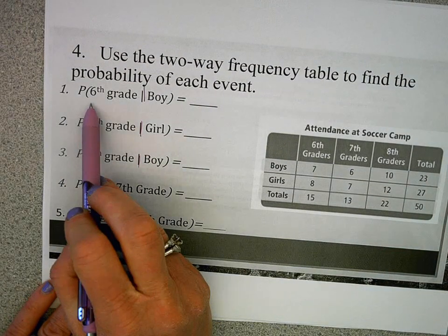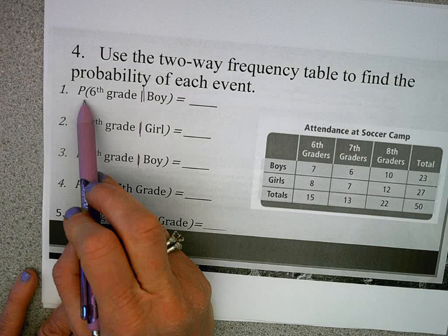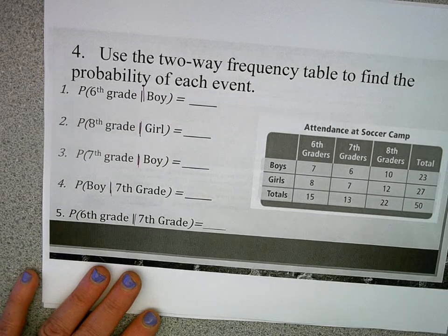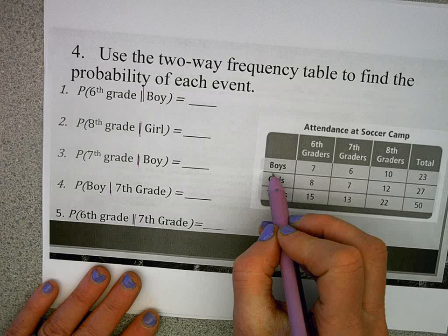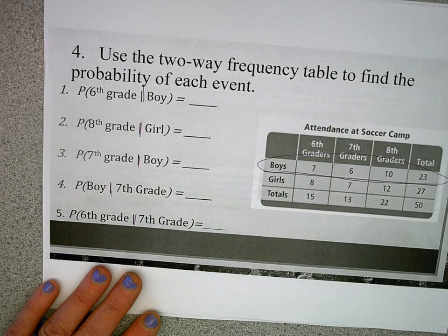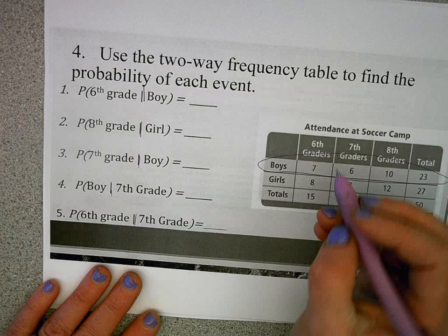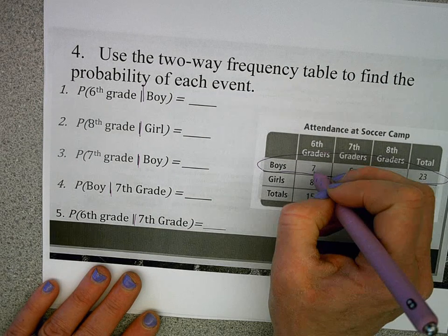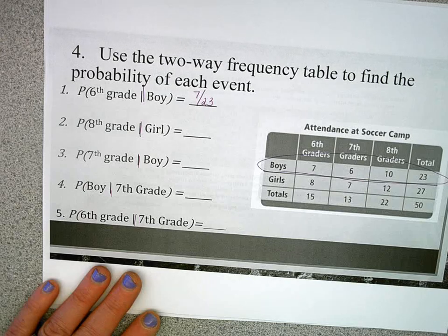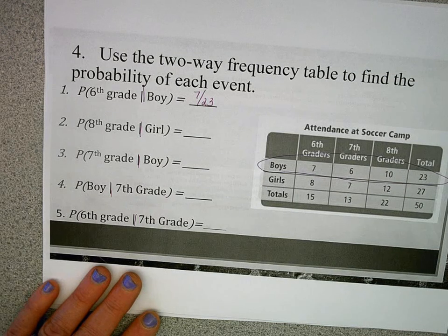The way you read number 1 is the probability of a 6th grader, given that it's already a boy. So you're only looking at boys. When you're talking about it, you're only looking at these 23 students, not everyone. And out of those 23 students, how many were 6th graders? Well, 7 out of 23. So you notice your denominator is not 50 now, because you're narrowing your focus to a different part.